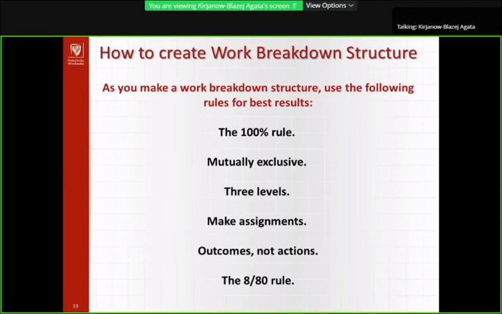There are several ways to decide when a work package is small enough without being too small. This rule is one of the most common suggestions. A work package should take no less than 8 hours of effort, but no more than 80.